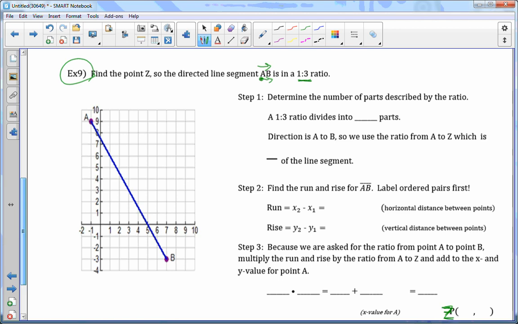Determine the number of parts. Step 1. Can I figure in the air how many parts this is going to be divided into equally by the ratio 1 to 3? Good. 4. 1 and 3 parts make 4. So we need this as a fraction. Notice the first number, we have to only go 1 unit out of the 4. So we can find out what we do next.